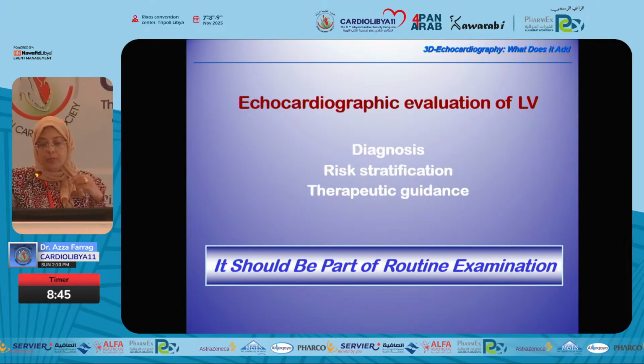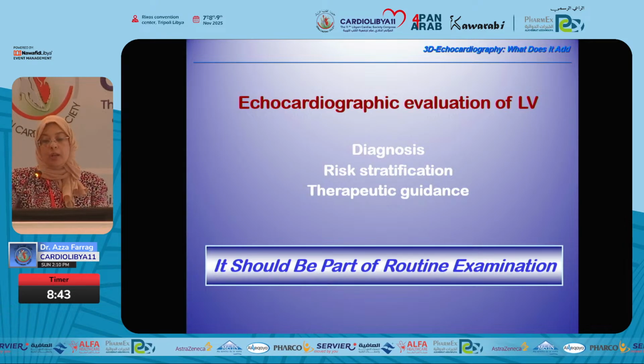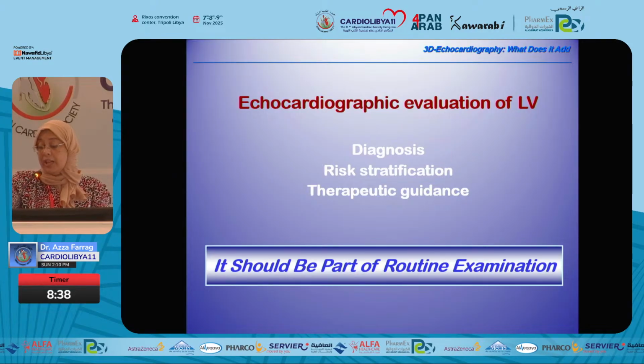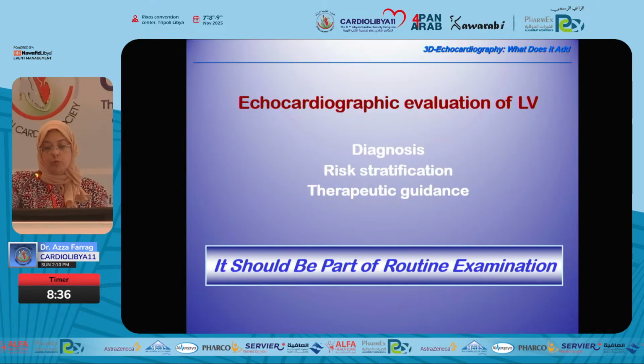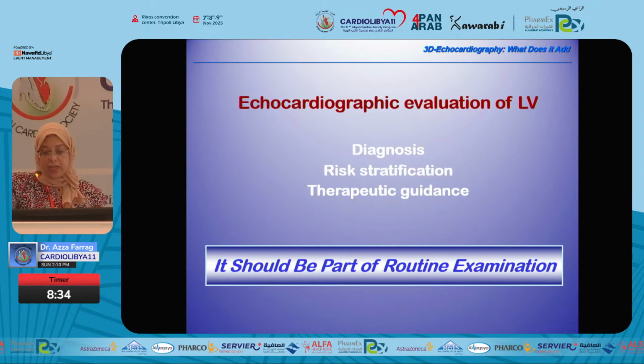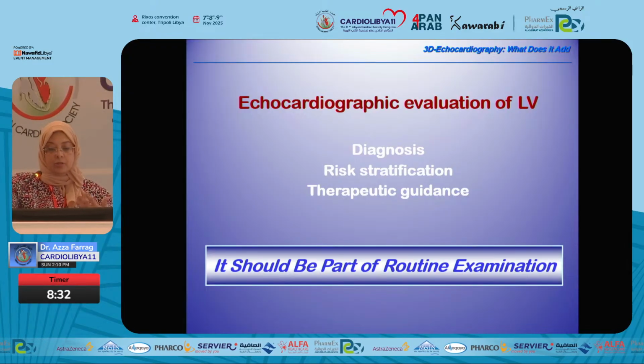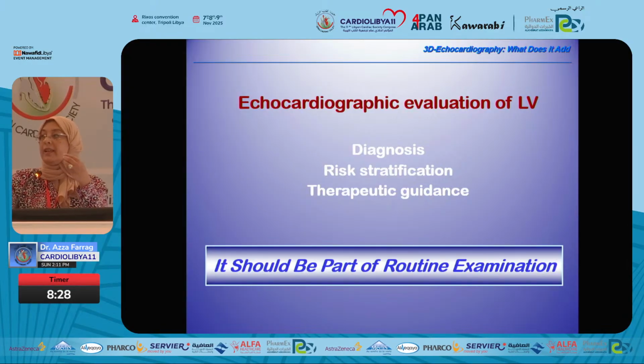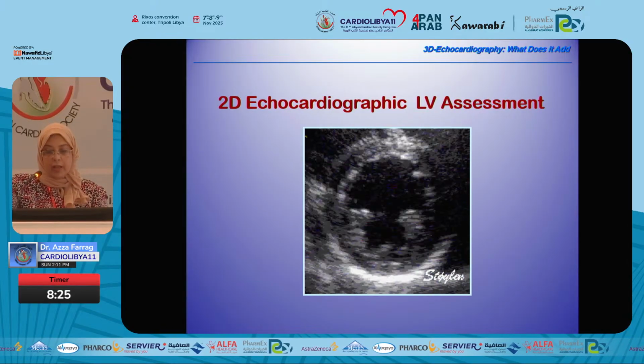So if we talk briefly about the transthoracic echo 3D application, it is the echocardiographic evaluation and quantification of the left ventricle. It's very important for diagnosis, risk stratification, and therapeutic guidance. So it should be part of the routine examination, whatever your technique is, two-dimensional or three-dimensional echo.